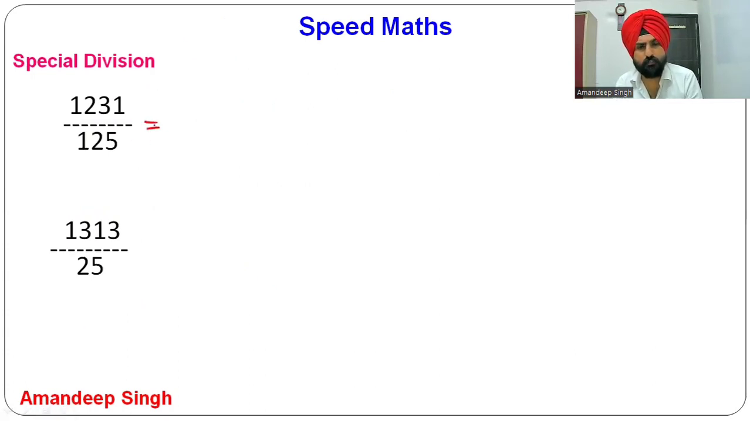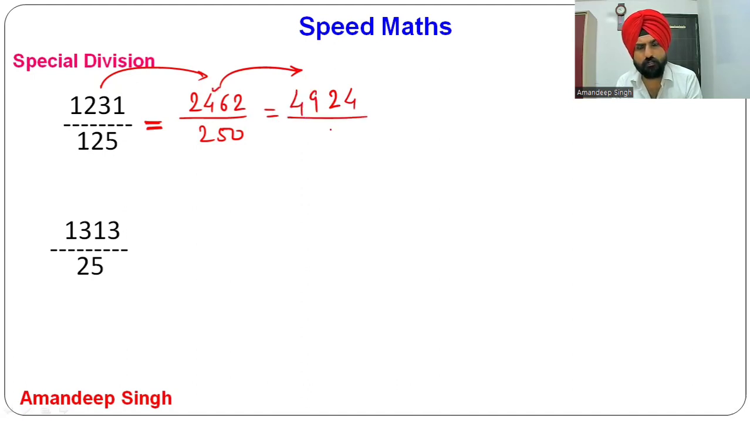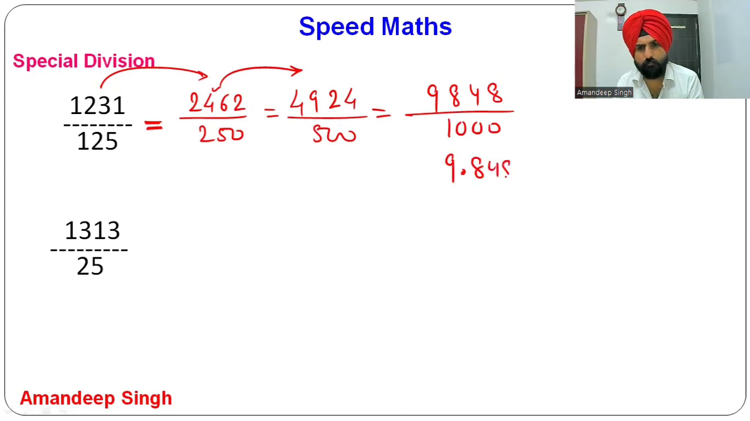1231 divided by 125. Now 125 can become 1000 if you multiply by 8. If not, do one by one. If you do twice of the number, you will get 2462 divided by 250. If you again double, you will get 4924 divided by 500. If you again double it, you get 9848 divided by 1000. So what is your answer? 9.848.